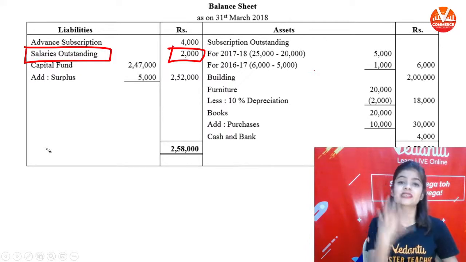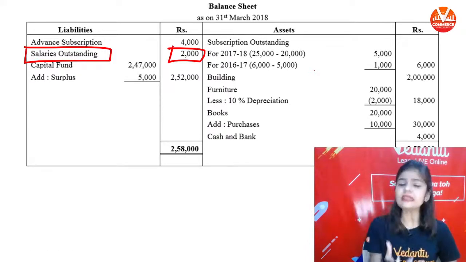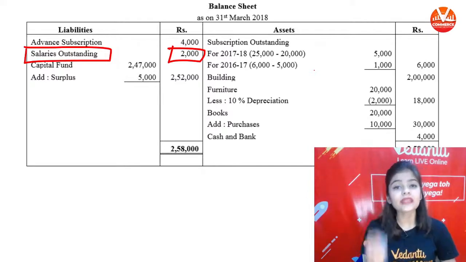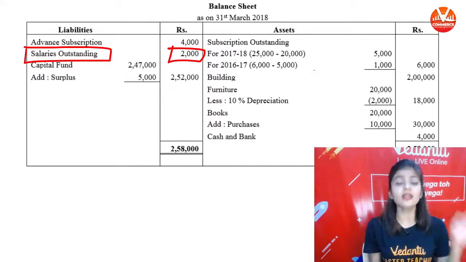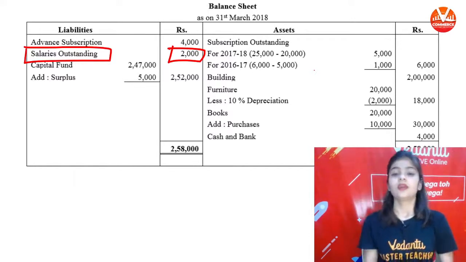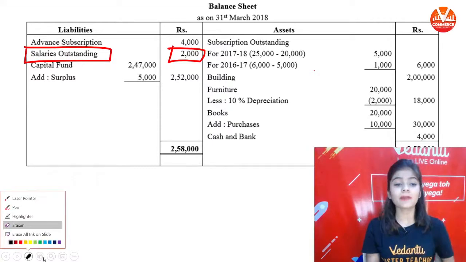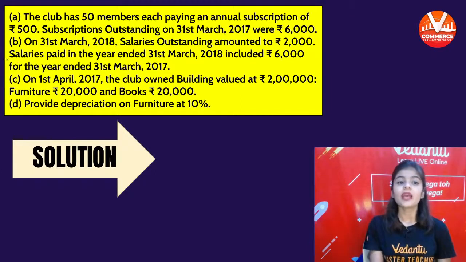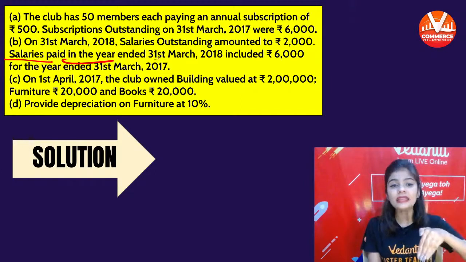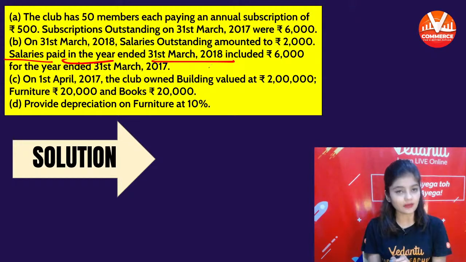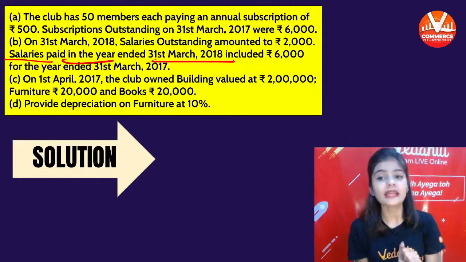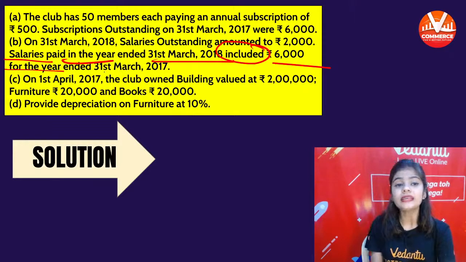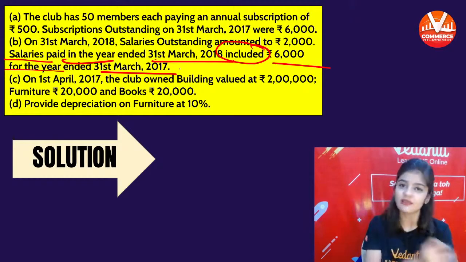So if your expenses like salary, like interest, anything is outstanding, you will add it in the concerned expense and you will record on the liability side of closing balance sheet. Now, इसी पॉइंट में हमें और कुछ भी बोला गया है. In the same point, it is given that salaries paid in the current year 31st March 2018 जो आपने इस साल सैलरी पे करी है, salary paid in the current year included 6,000 for the year 31st March 2017.